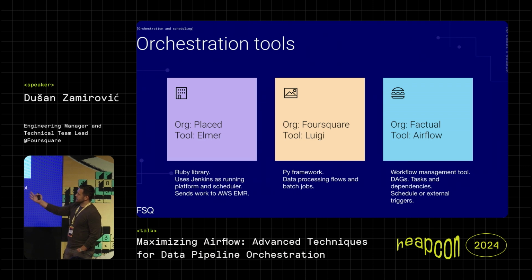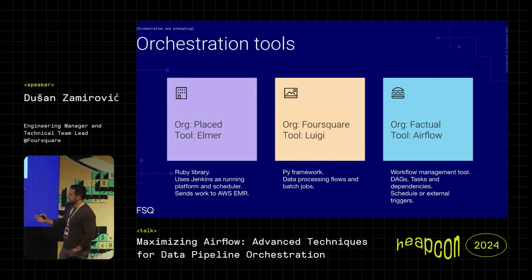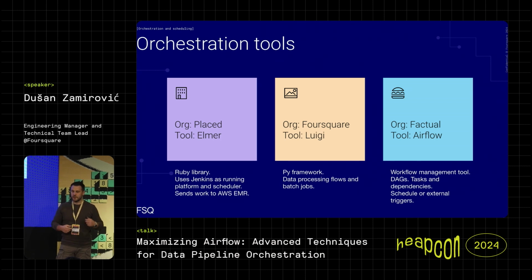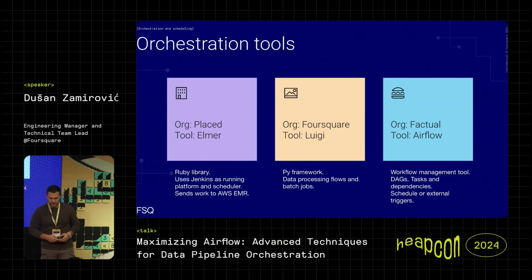In Placed, people developed their own orchestration tool called Elmer. It's basically a Ruby library, and it uses Jenkins as a running platform and scheduler. Not great. What this Ruby library does is you supply it with configuration and a specification of what you want to be done, and then it compiles that into a really, really big JSON, and sends it to AWS EMR or other services that can be used for computation.